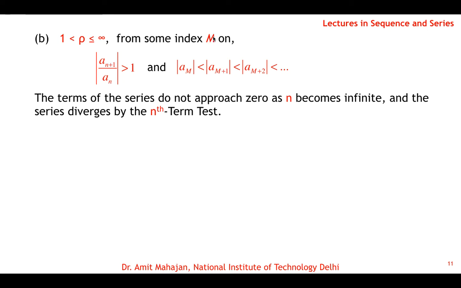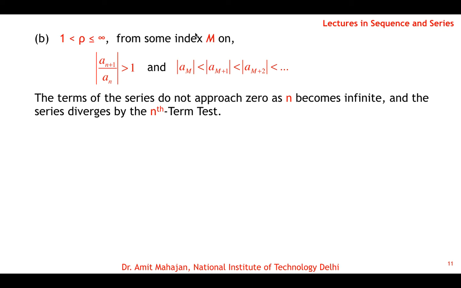Okay, and then if I plug n value as M plus 1, M plus 2, and so on, I will get this result. So if I put n as capital M, the modulus of a of M will be less than the modulus of a of M plus 1, so that's the first inequality.